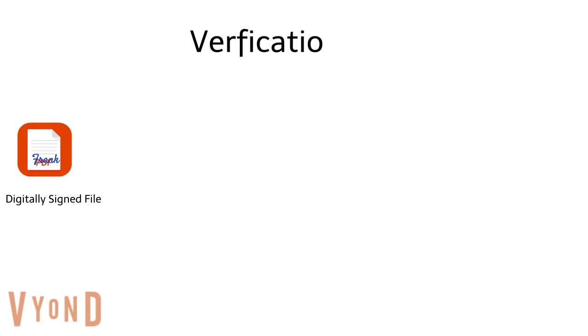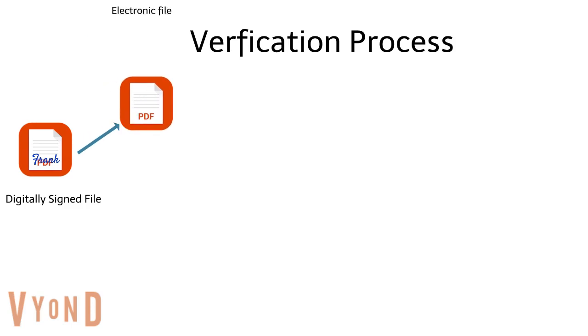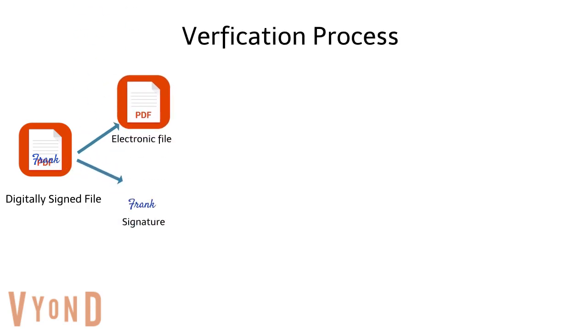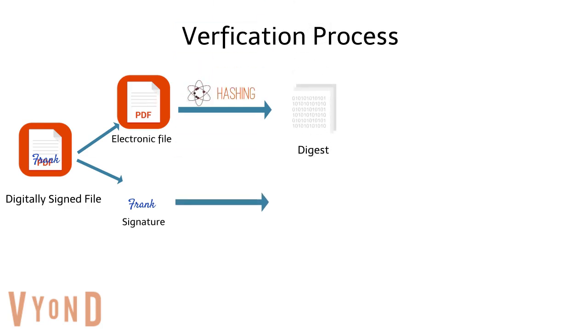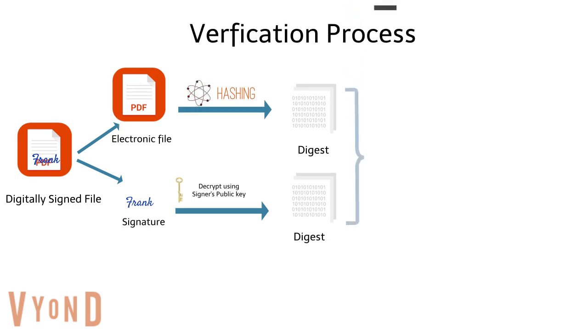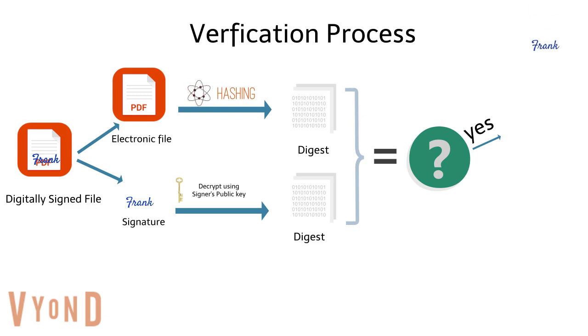To verify the signer's signature, the signer sends both the electronic file and his signature to a verifier. The verifier hashes the file again to generate the first digest, and then uses the signer's public key to decrypt the signature to obtain the second digest. The verifier compares these two digests. If the two digests are equal, the signature is valid; otherwise, the signature is invalid.